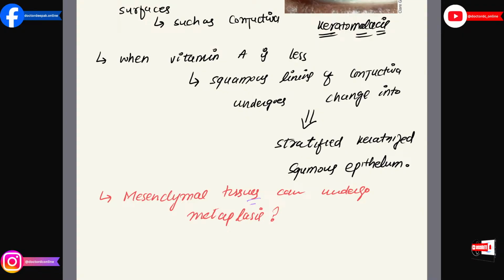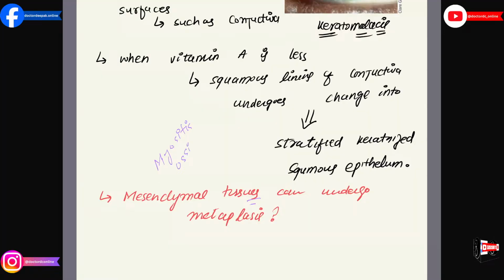First of all, keep in mind that the connective tissues present in our body can also undergo metaplasia. A classic example of this is myositis ossificans. So what is myositis ossificans? It is a condition in which connective tissue within the muscle changes into bone after trauma. Let me write it here for you: myositis ossificans.